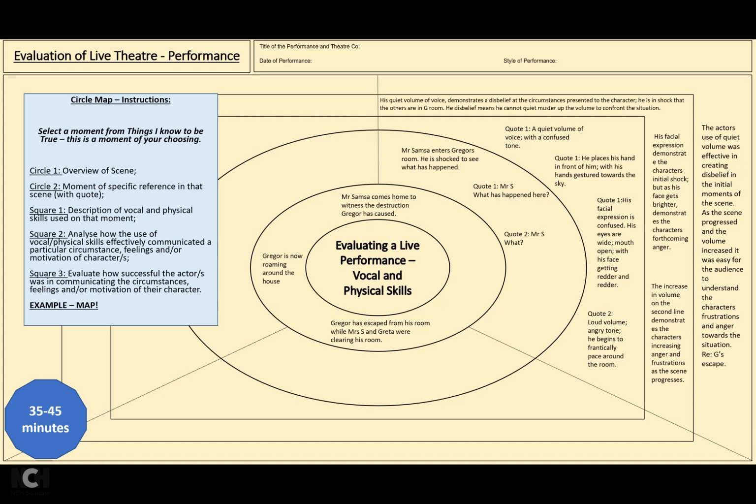So you need to tell me the title of the performance and the theatre company. If you know the theatre company, you at least know part of the style, okay? This theatre company is very famous for a particular style of theatre, okay? And the date of the performance, now you can tell me the date that you watched it, but also tell me the original recording date of that performance, okay? So, once we've got the top of that box filled in, we then move on to the map.